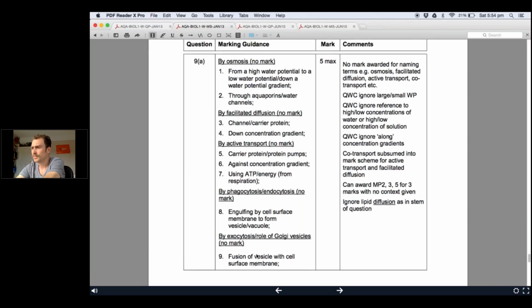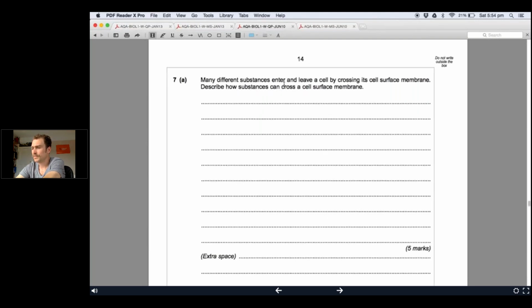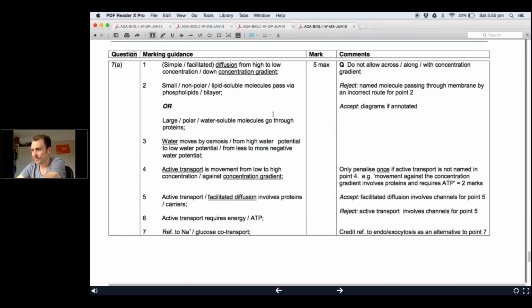I think this question actually said going in, or did it just say crossing the cell surface? It didn't give a direction. Okay, simple. Many substances enter and leave the cell by crossing its cell surface membrane. Describe how substances can cross the cell surface membrane. These are real papers, they're not specimen papers. They're both from the same course, from the same exam board. So if you'd done the June 2010 paper, and then you'd done the January 13 paper for real, you would have got 5 marks absolutely free, because look at the mark scheme.